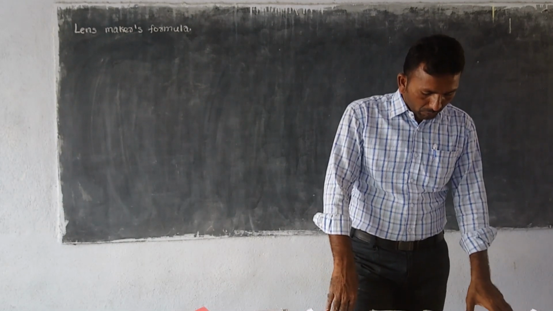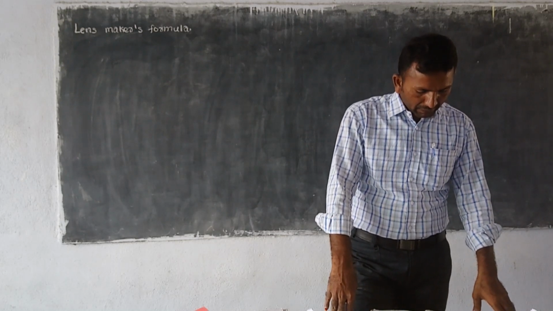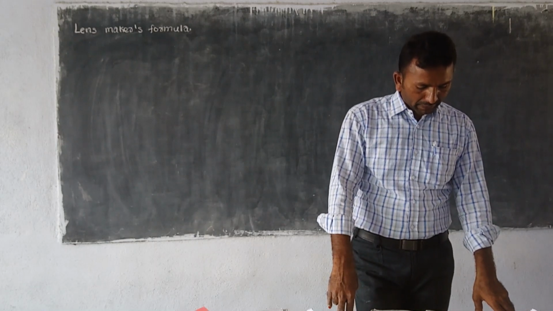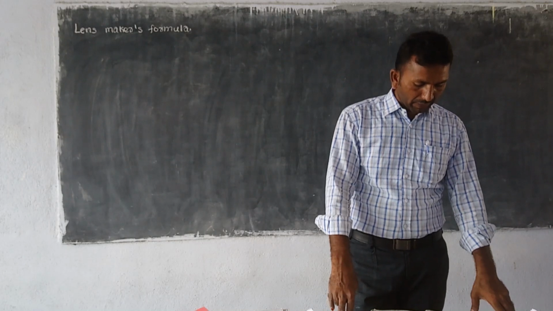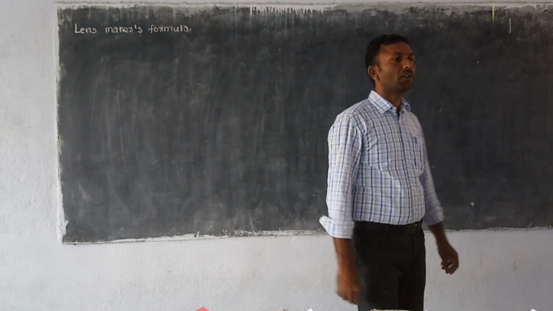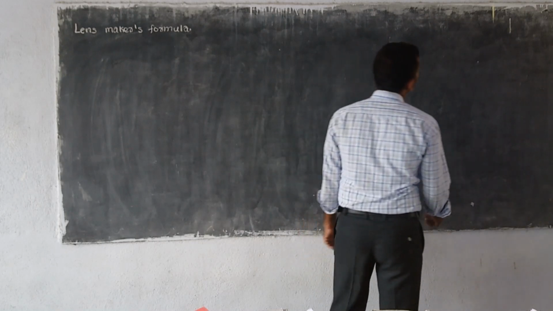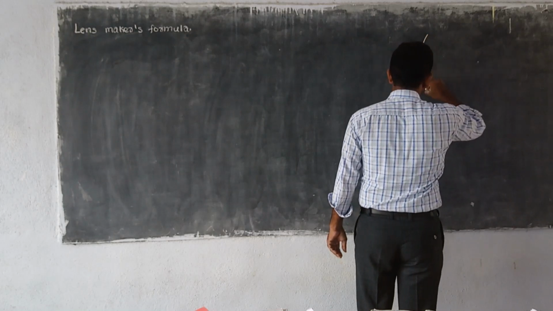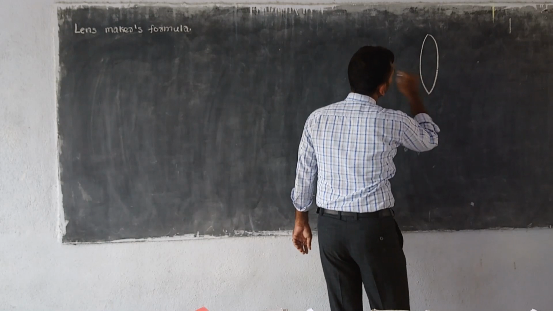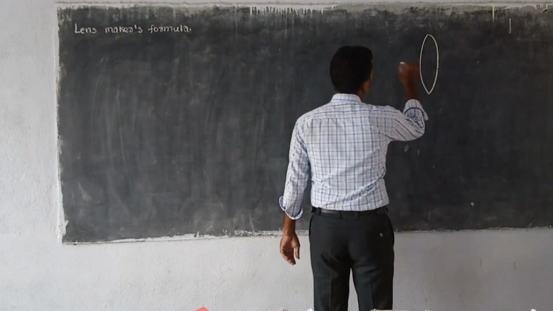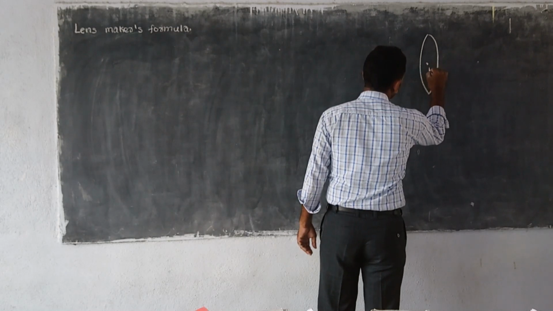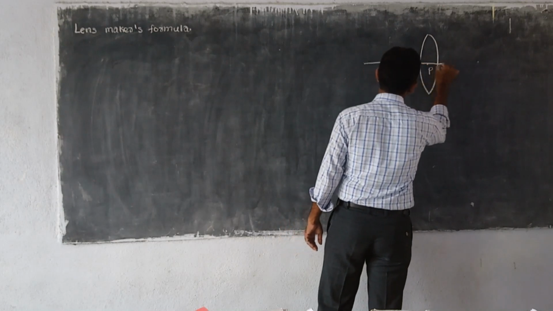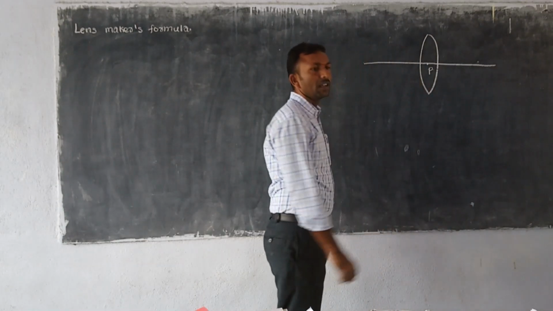First, imagine a point object O placed on the principal axis of a thin lens as shown in the figure. Let this lens be placed in a medium of refractive index Na, and let the refractive index of the lens medium be Nb. So what are we taking here? A thin lens. This is the center of the lens, and we draw the principal axis of the lens.